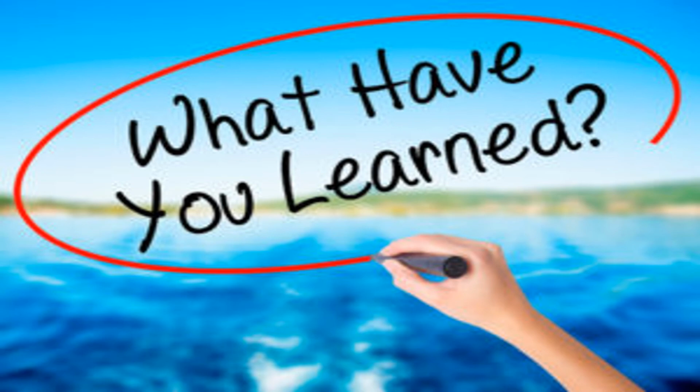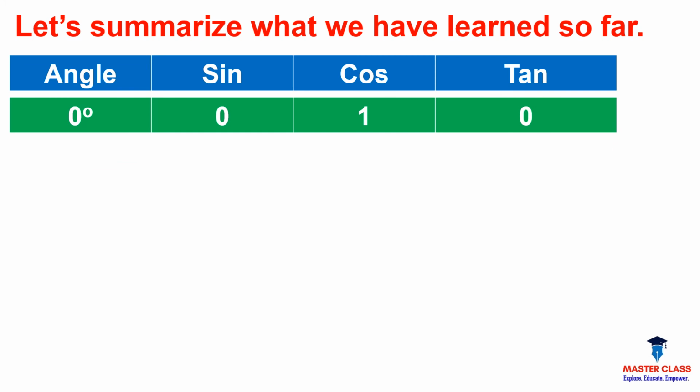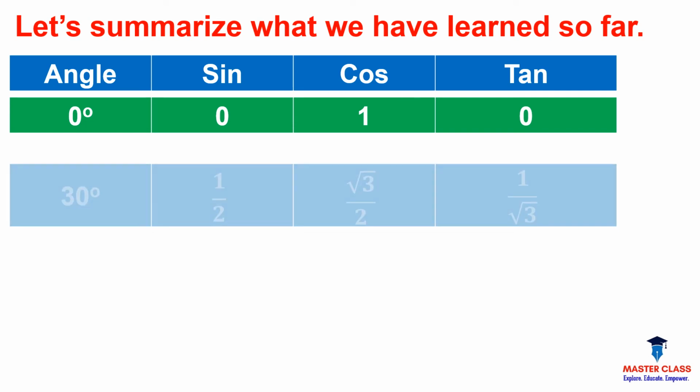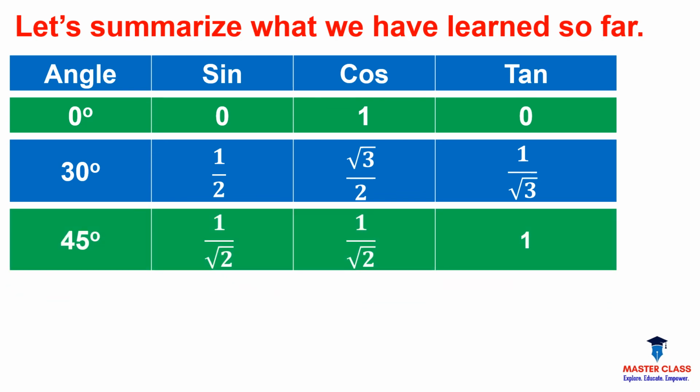Let's have a quick look at the trigonometric ratios of the standard angles, namely 0 degrees, 30 degrees, 45 degrees, 60 degrees and 90 degrees. We'll note that sine 0 is 0, cos 0 is 1 and tan 0 is 0. Sine 30 on the other hand is 1 upon 2, whereas cos 30 is root 3 upon 2 and tan 30 is 1 upon root 3. Sine 45 is equal to 1 upon root 2 and cos 45 is also 1 upon root 2. This means that tan of 45 will be 1.